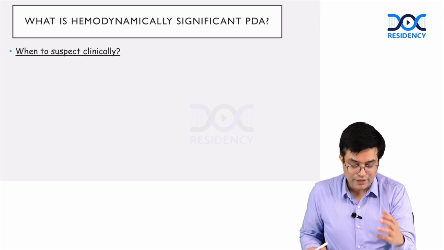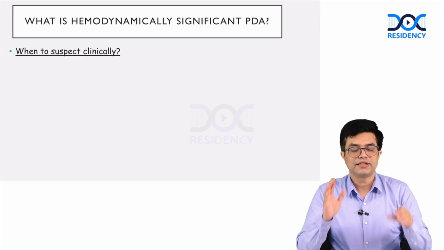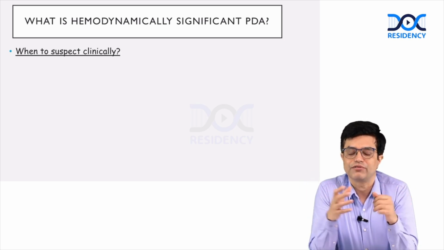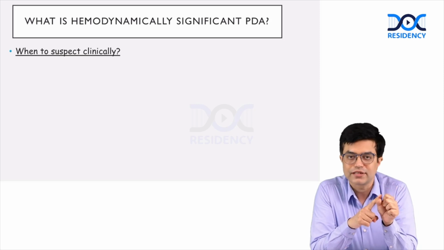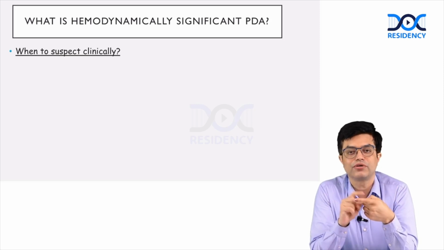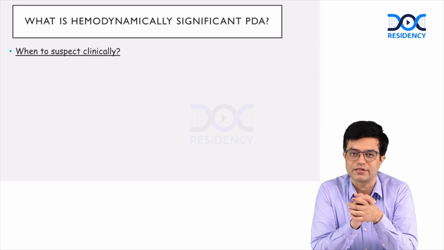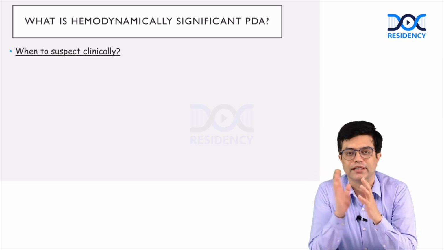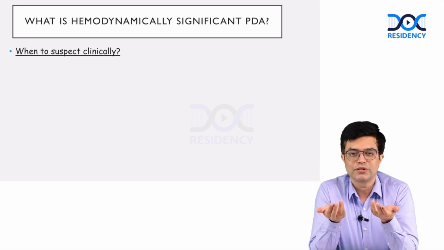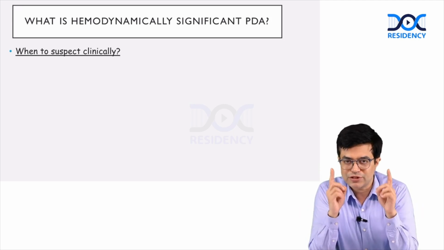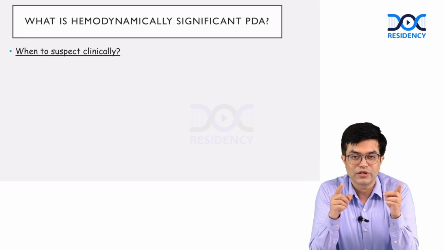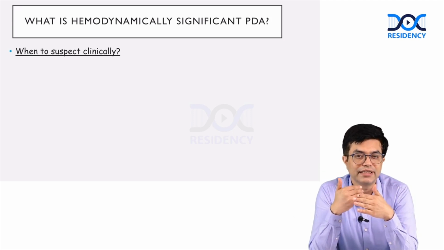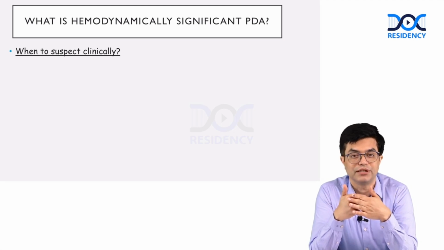So let us break it down in a simple way. If there is a hemodynamically significant PDA, you need three sets of criteria to define it. One is clinical suspicion, second, echocardiography, and third, supportive evidence. Supportive evidence is in the form of circulating biomarkers, which we will discuss in the end. Among them, the most important will obviously be echocardiography. But first of all, to do echo or not and to correlate, you need clinical suspicion. So when would you suspect that a child is having a hemodynamically significant PDA?